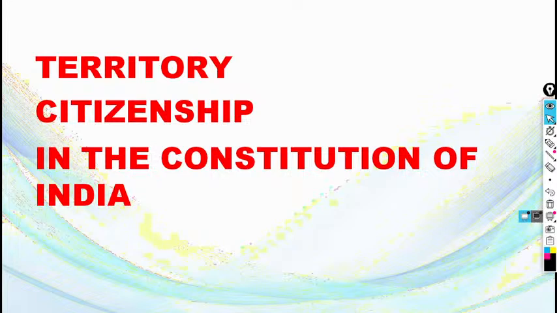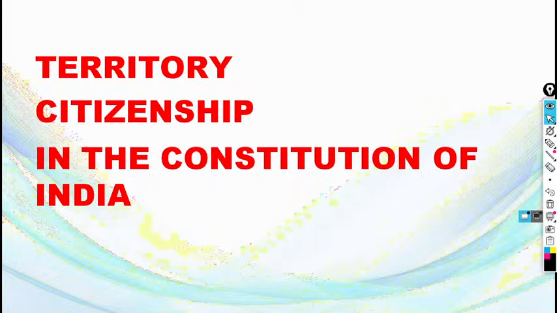Today we shall focus on some important questions related to the Union and its territory, and citizenship in the Constitution of India. Territory and citizenship. Territory and citizenship are vital elements of a state. They are essential ingredients for the formation of a state.